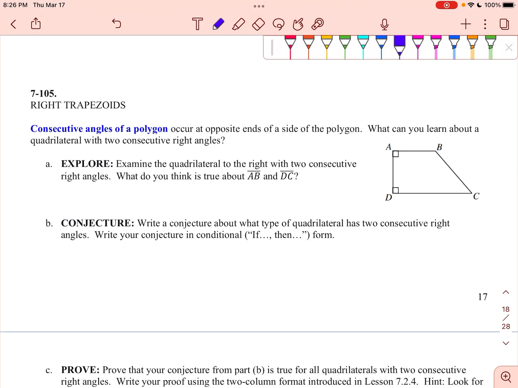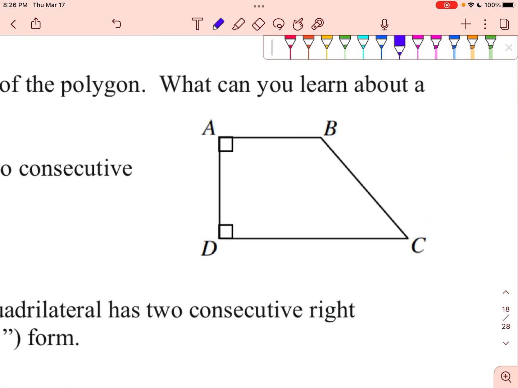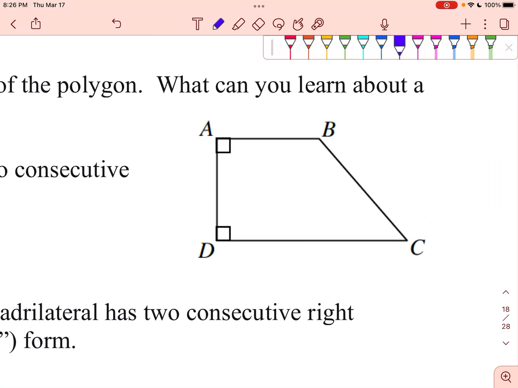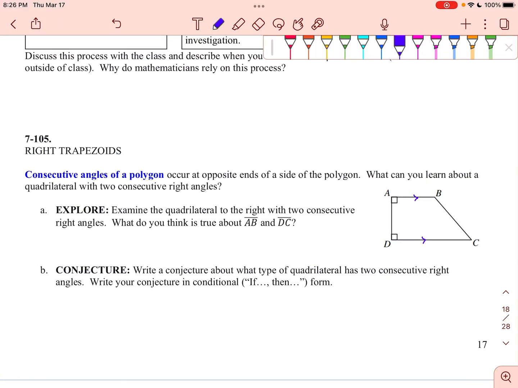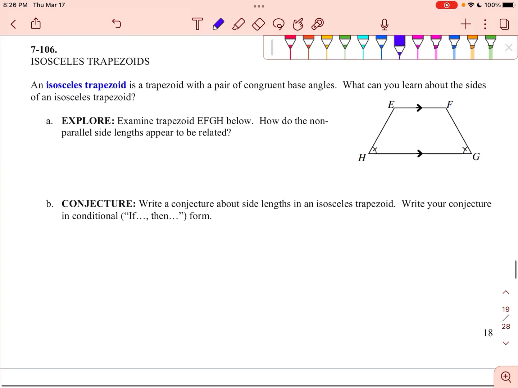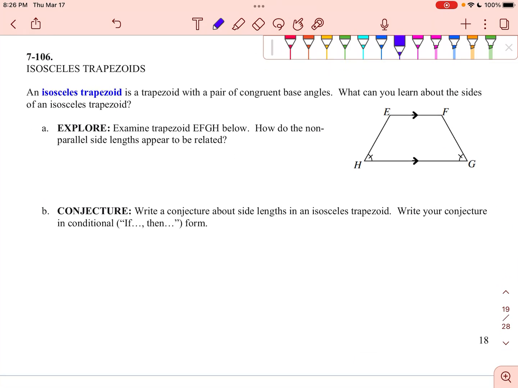The next thing is a right trapezoid. Okay. So a right trapezoid is a trapezoid that has two right angles. Okay. And again, if this is something you want to draw on your cheat sheet, you absolutely can. I'm going to skip this one, and I'm going to go down to this isosceles trapezoid. So an isosceles trapezoid is a trapezoid with a pair of congruent base angles. So that's the definition of an isosceles trapezoid. So again, it is a trapezoid which has one pair of parallel sides that has congruent base angles.